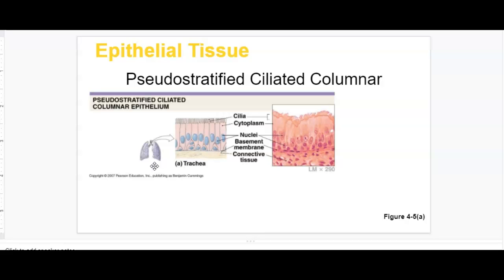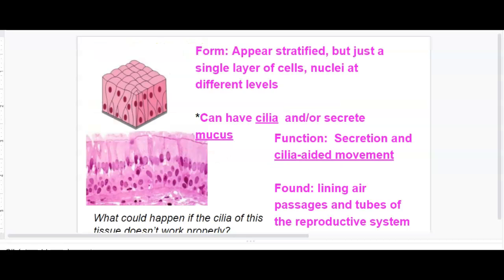You're trying to cough that up because instead of the cilia being there, it's all going to be drained down. So what do we got for form, function, and found? They appear stratified. So it appears many layers, but it's just one, because you're going to know that it's just one because they're all sticking down to that basement membrane. So they are all attached. So you would think that this looks like a layer and this looks like a layer. In actuality, it is all one layer, okay?